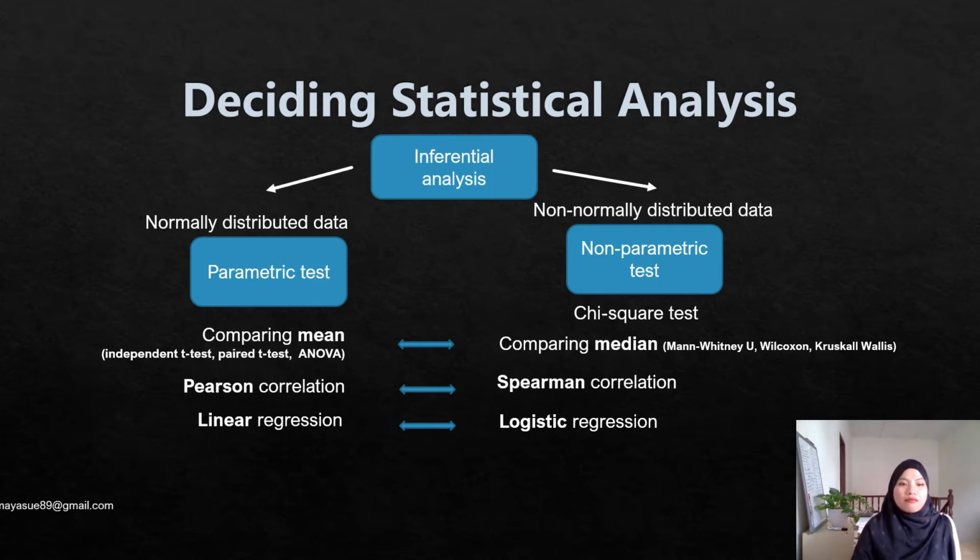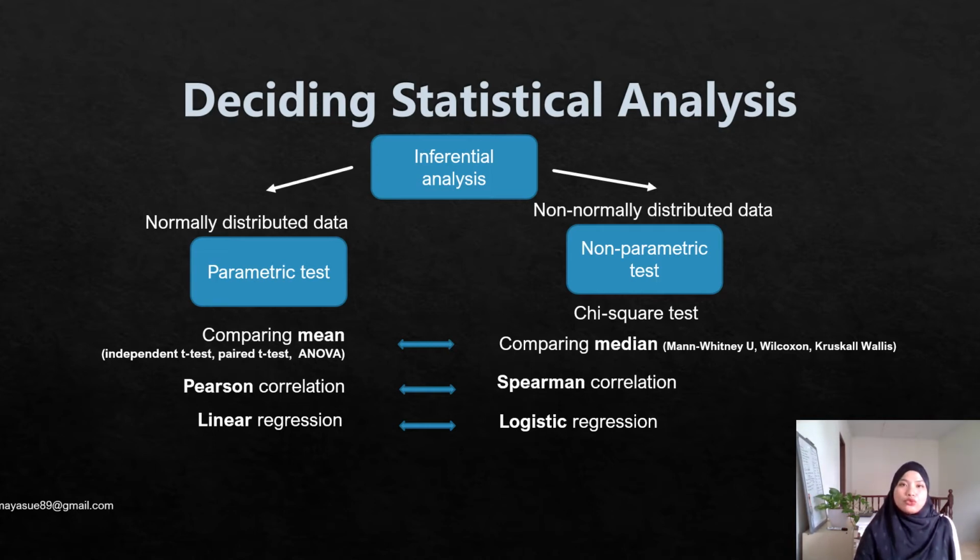Okay, if you measure two or three time points, you can use an ANOVA test. Then the alternative for comparing means is to compare medians, using the Mann-Whitney test. So Mann-Whitney is the substitution for the t-test, Wilcoxon for the paired t-test, and Kruskal-Wallis for ANOVA, respectively.